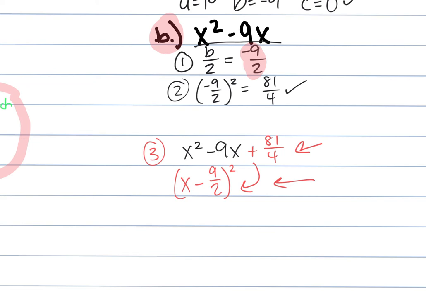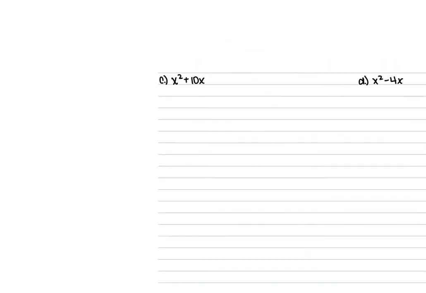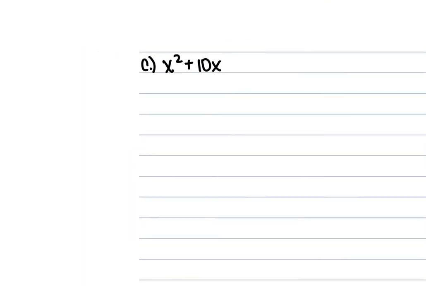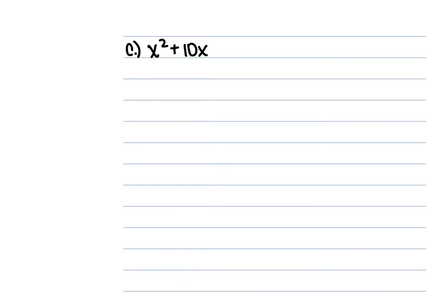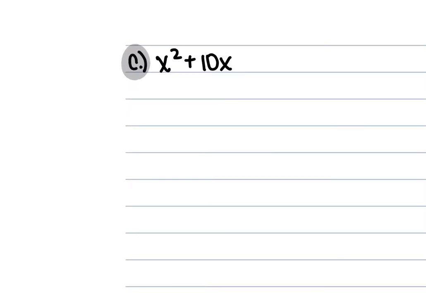Questions? All right. Now, down to C. Go down to C. In C, we've got x squared plus 10x. Let's take it step by step. A, B, C. What's A? What's B? What's C? Can we use completing the square? Why? A is 1, C is 0. We good so far. Okay, what was step 1?